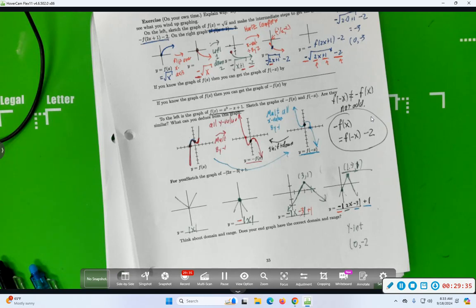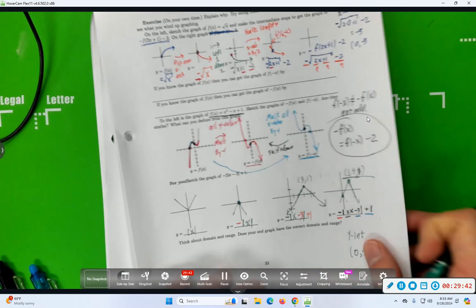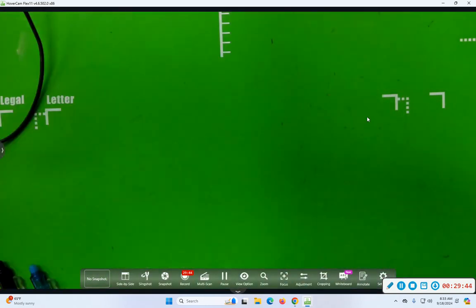Cool. Folks feel pretty good about this? Nice. All right. One last thing before I want to crack into some stuff about quadratic functions.